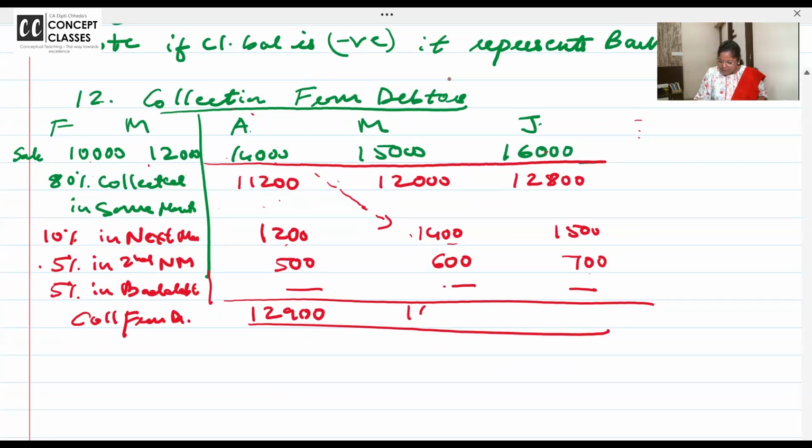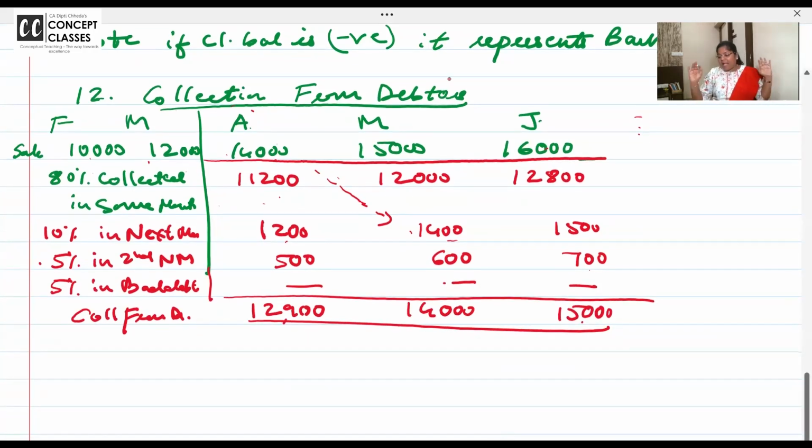12,900. 14,000. 12,800 plus 1,500 plus 700, 1,500. This is one of the best examples I can give. Now instead of 80, they can give you 70, 20, 30, whatever it is.